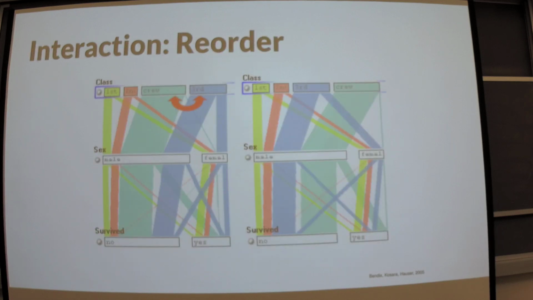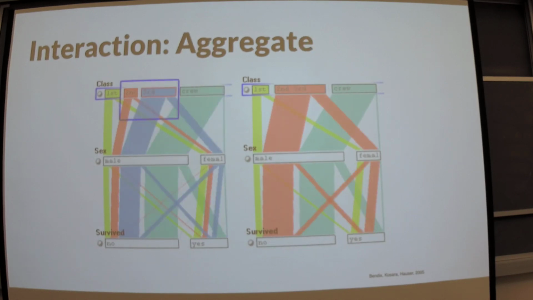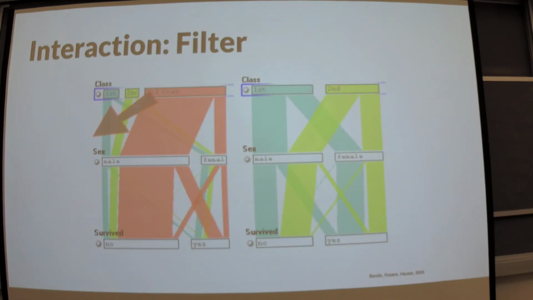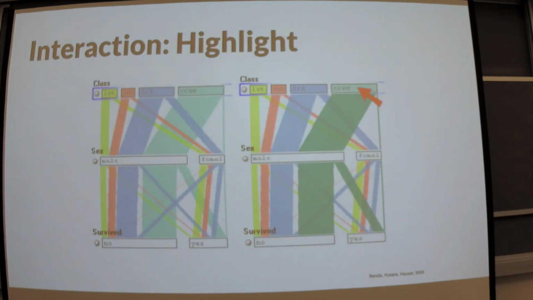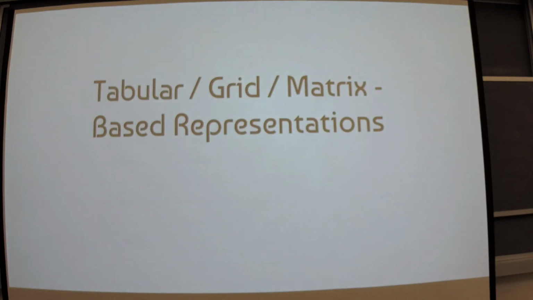And then they also discussed a couple of interaction techniques so that you could reorder them to reduce the crossings and so on, or you could aggregate them dynamically to summarize second and third class here into one big second and third block. Or you could filter it by simply dragging it off the screen, and then you only look at first and second class anymore, and not at third. Highlighting equally, so all of the interactions that you can think of.